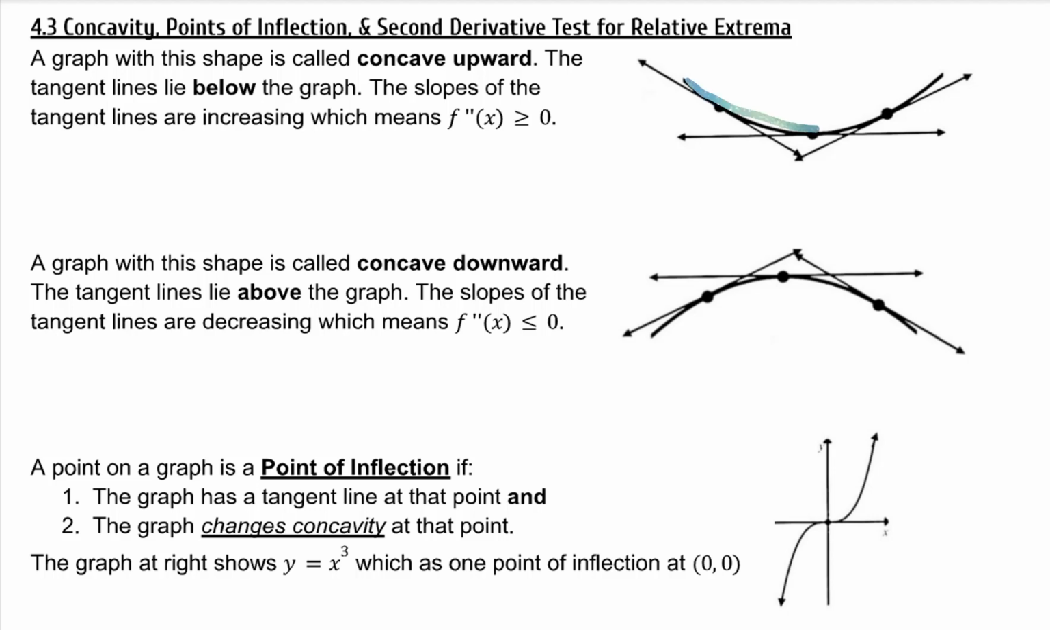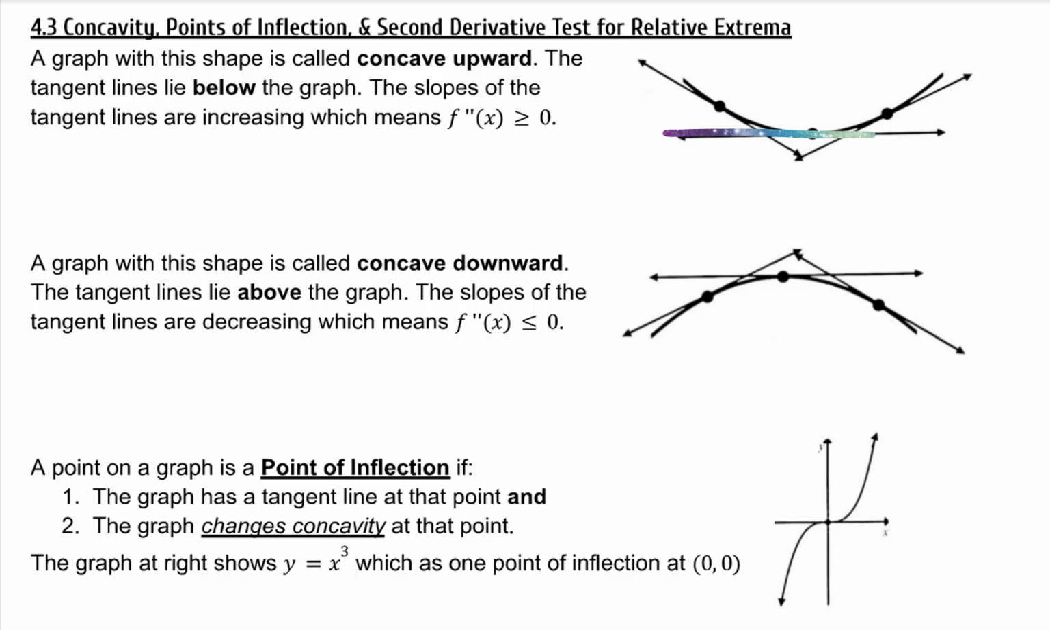The graph with this shape is called concave upward. The tangent lines lie below the graph. The slopes of the tangent lines are increasing, meaning f prime prime of x, or the second derivative, is greater than or equal to 0.